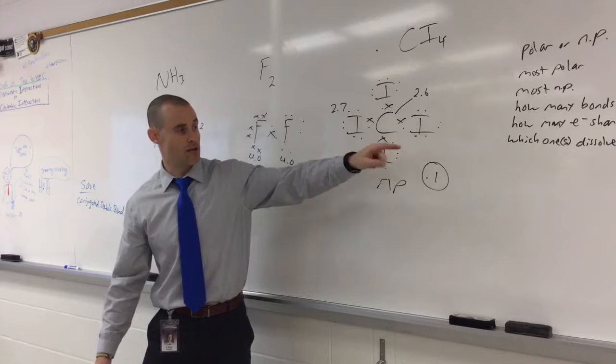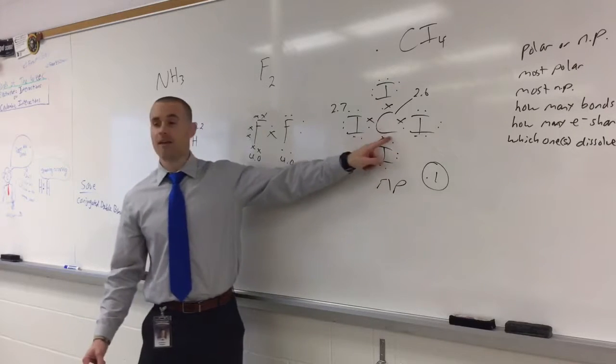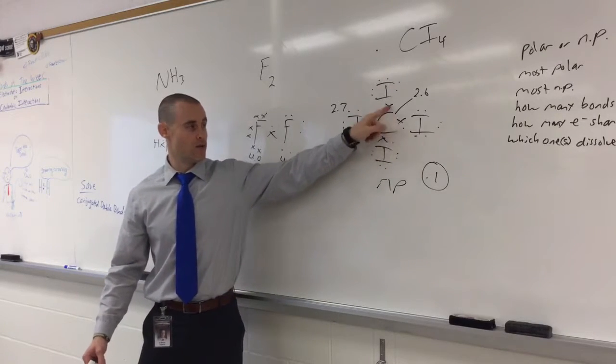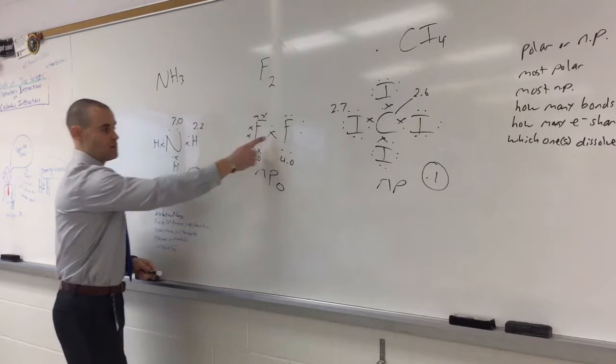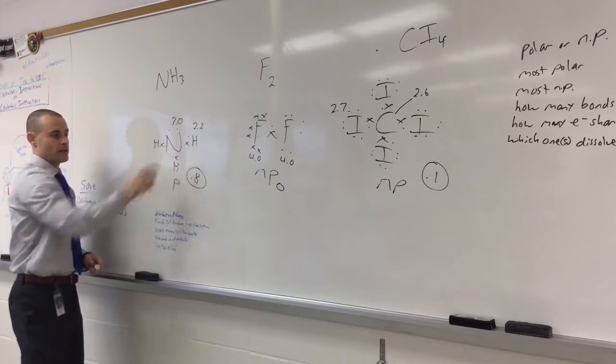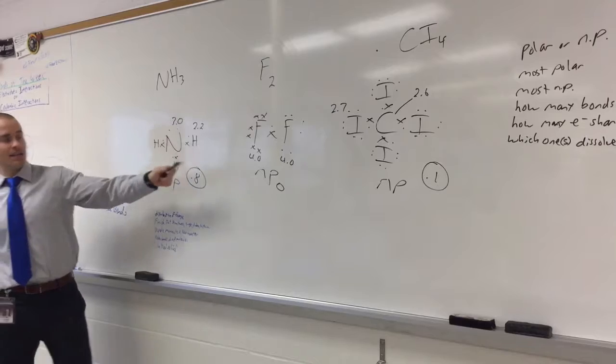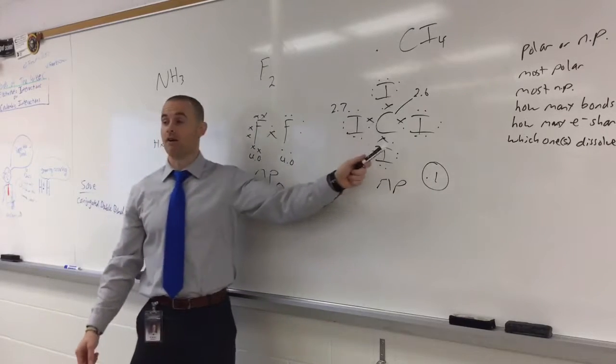How many electrons are being shared? 8. 2, 4, 6, 8. Those are being shared. 2 electrons being shared. 6 here. 2, 4, 6. So the dot and X in between the atoms are being shared.